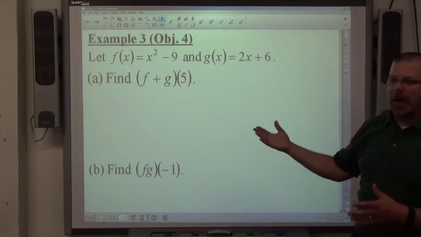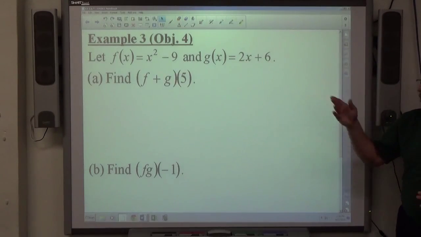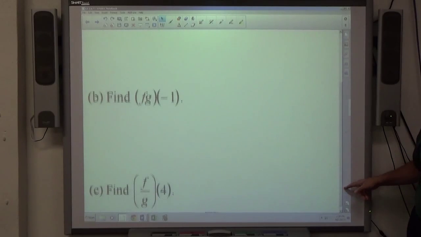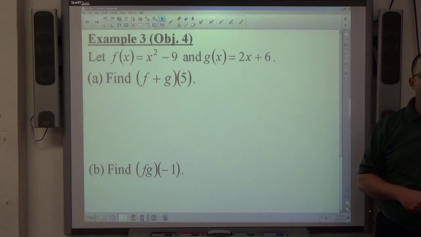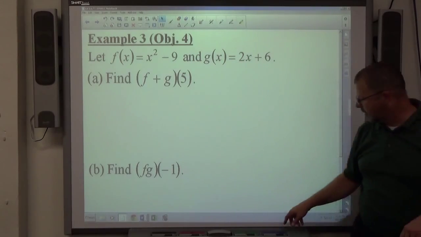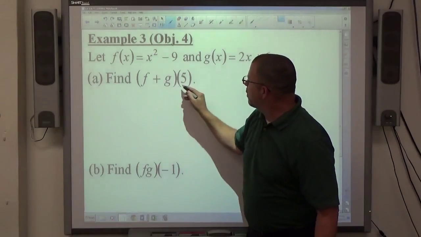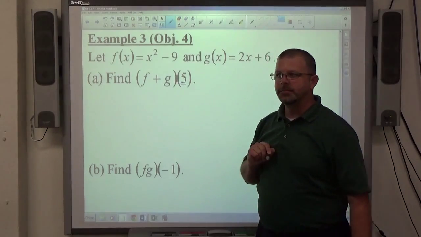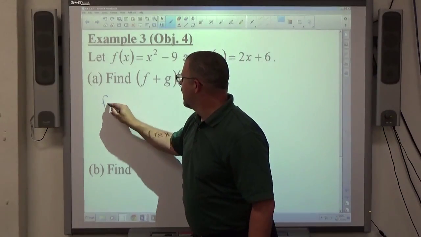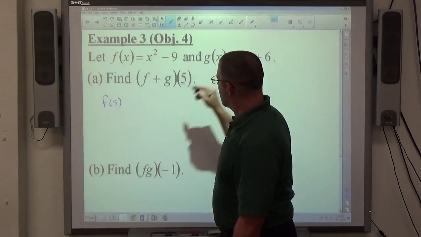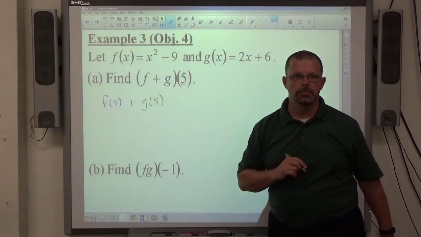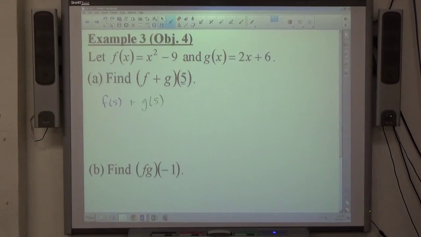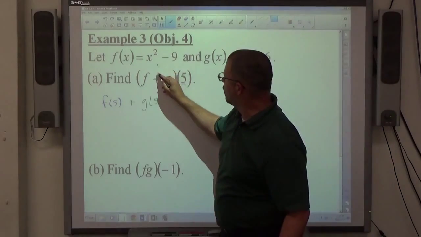Example 3 takes us back to example 1: f plus g of 5, f times g of negative 1, and f over g of 4. This time it's not asking us for the domain, it's asking us to evaluate. Notice instead of f plus g of x, it's f plus g of 5. The easiest way to do this is f of 5 plus g of 5. Separate it into two separate problems, and then add, because that's what it's telling us to do.